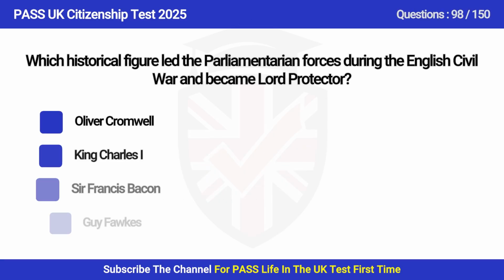Question 98. Which historical figure led the parliamentarian forces during the English Civil War and became Lord Protector? A. Oliver Cromwell, B. King Charles, C. Sir Francis Bacon, D. Guy Fawkes.